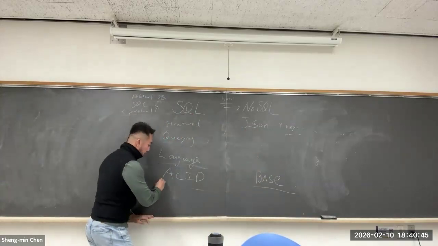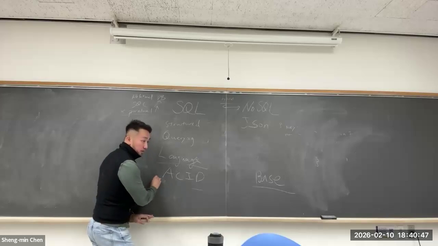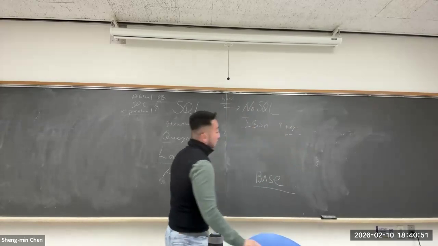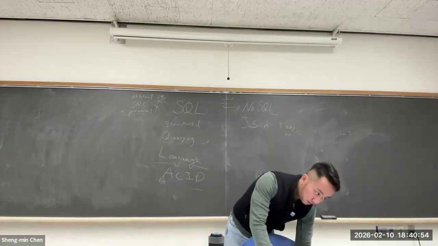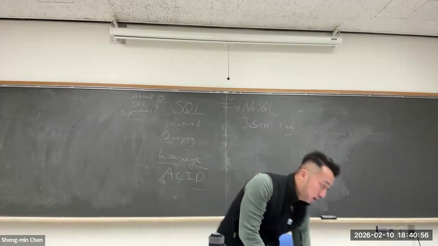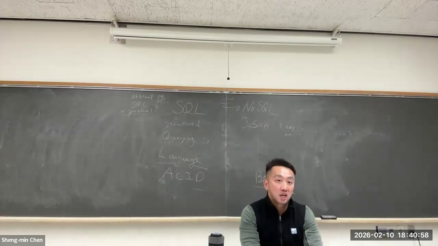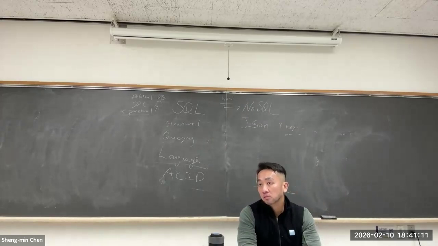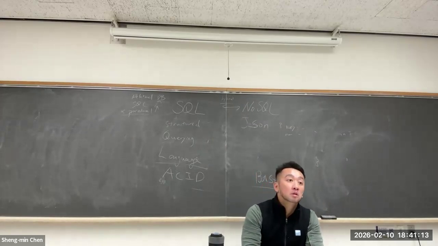So ACID stands for atomicity. You don't have to write this down, I'm just going to read it. Atomicity, and C stands for consistency, I stands for isolation, and D stands for durability. Just for ease, A is atomicity. What is atomicity normally in philosophy? It's all or nothing.